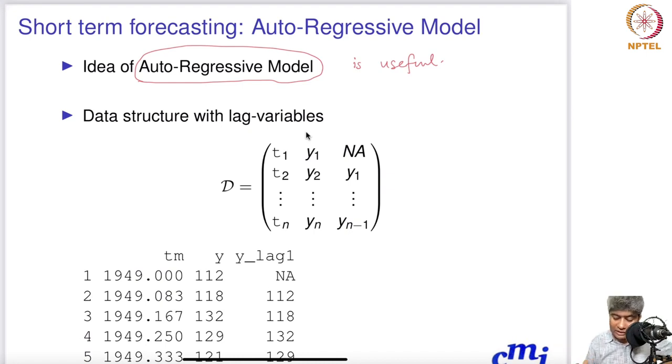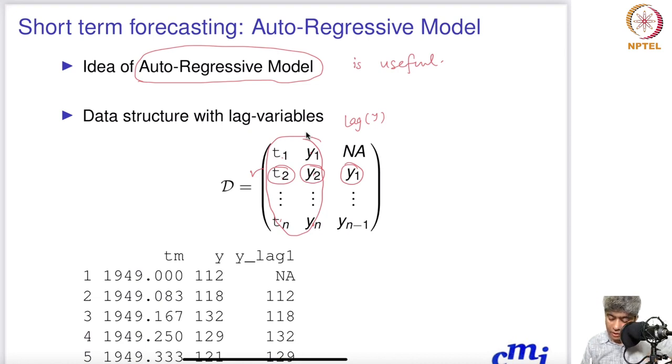So how does the data structure work? What you have to do is create a bunch of lag variables. We will start with one. So this is my data: T1, T2, Tn, Y1, Y2, Yn. And then I just create a lag of Y. What is the lag of Y? So at time point 2, Y2 is being observed, and the lag variable is Y1.